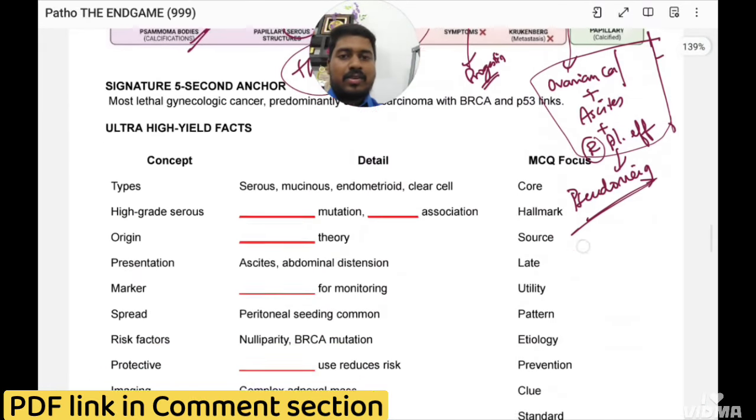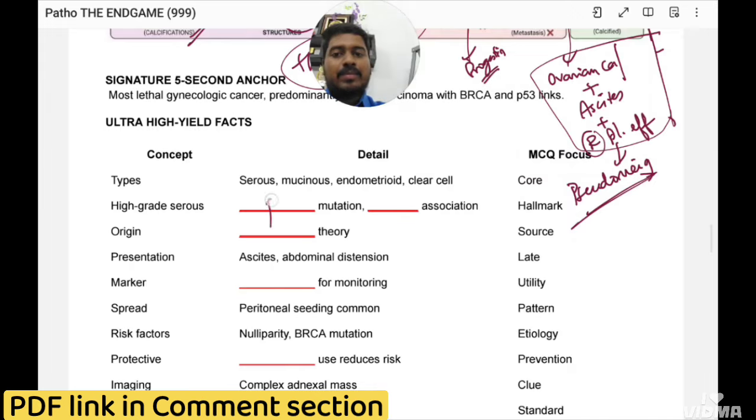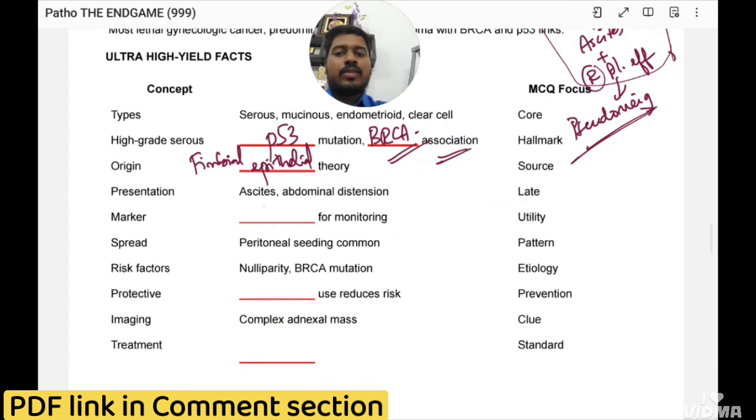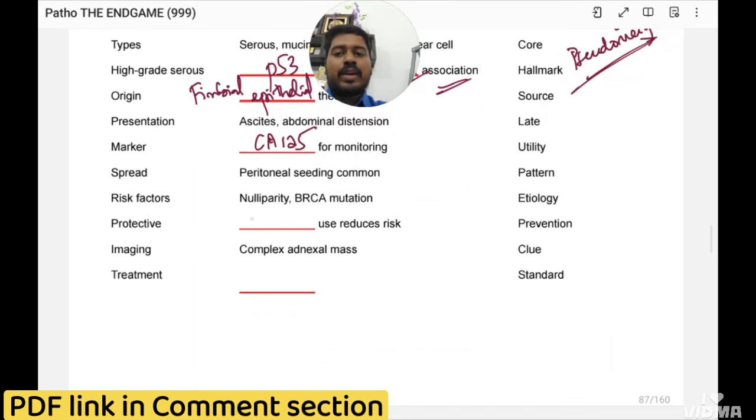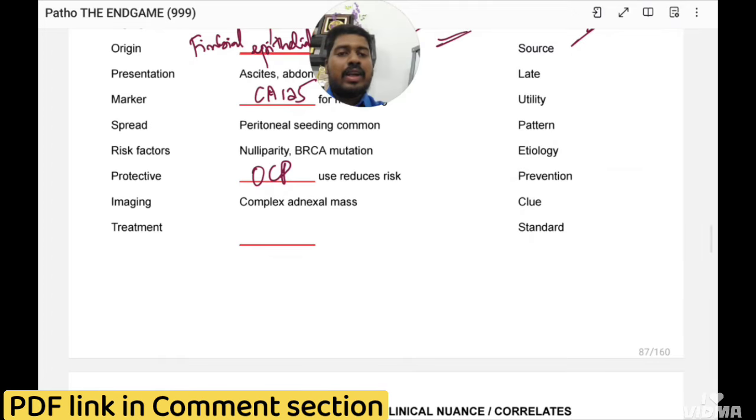Okay, let's solve questions. High grade serous, which mutation do we have? P53 mutation, and associated with which other DNA repair defect? That is BRCA. What is the origin? Fimbrial epithelial original theory. Okay, the marker used for monitoring of ovarian carcinoma is CA125. What is protective? OCP use is protective. And what is the treatment?